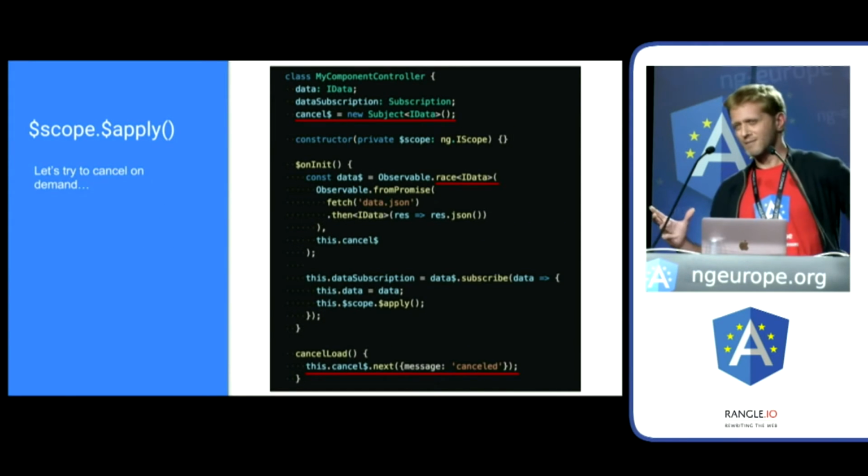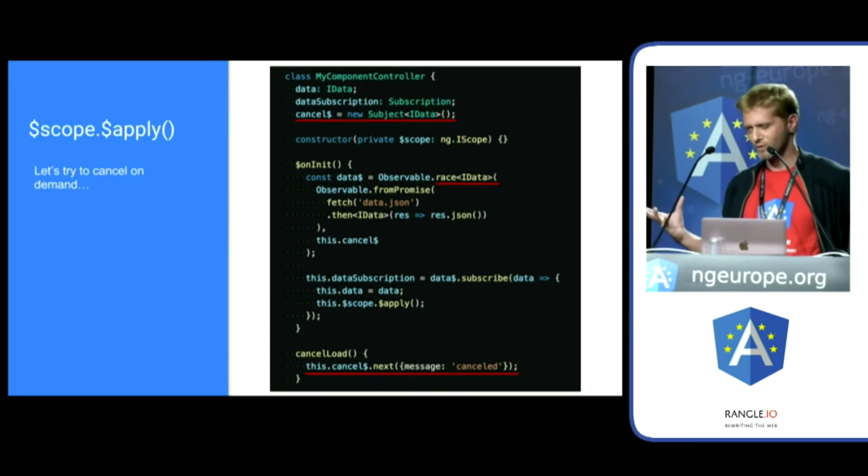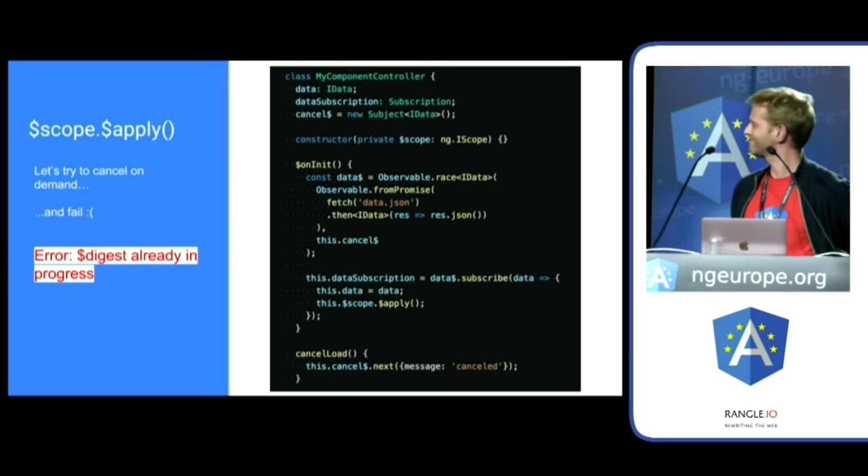But let's try to cancel the download of your fetch. So you combine two observables. So when you click on a button, which is the cancel load, it will emit something, and it will replace your message and your data by something else. Yeah, we can try to do this, but we'll fail.